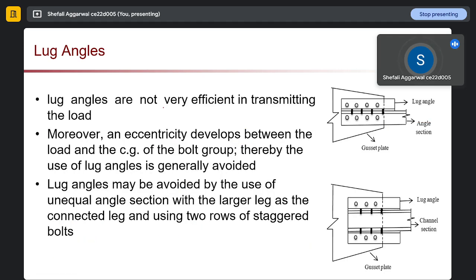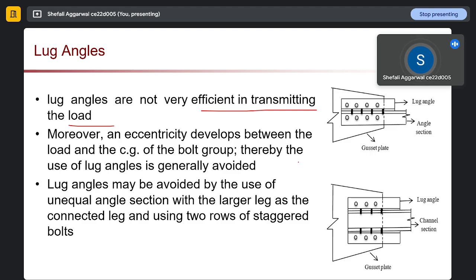Okay. Next thing is these are not very efficient in transmitting the load. Moreover, an eccentricity develops between the load and the CG of the bolt group. Thereby, the use of lug angles is generally avoided. Okay. And next thing is lug angles may be avoided by the use of unequal angle section with the larger leg as the connected leg and using two rows of staggered bolts.